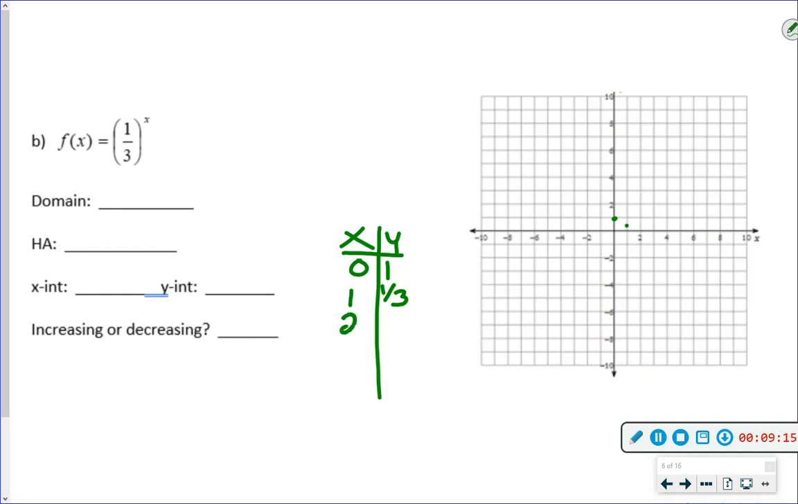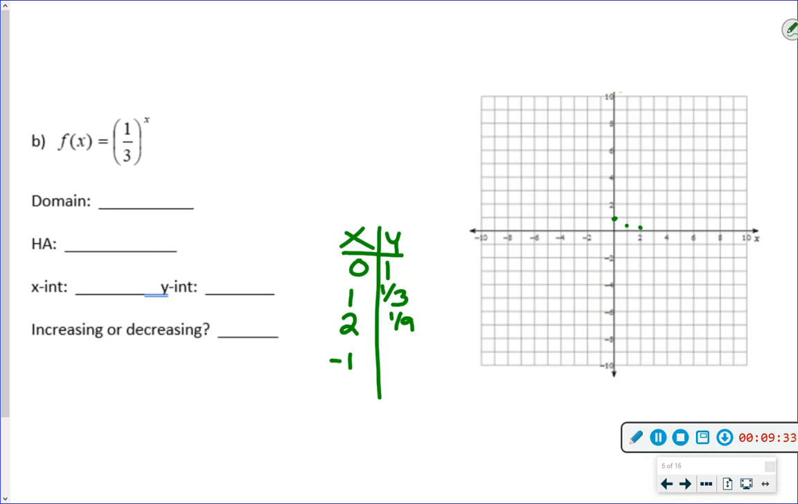Now, if I put 2 in, 1/3 squared. 1/3 times 1/3, gross. So I'm probably done with my positive numbers, because if I go to 3, I'm going to have 1/3 cubed. 1/3 times 1/3 times 1/3 is 1/27. I can't graph that. Okay, let's go to a negative.